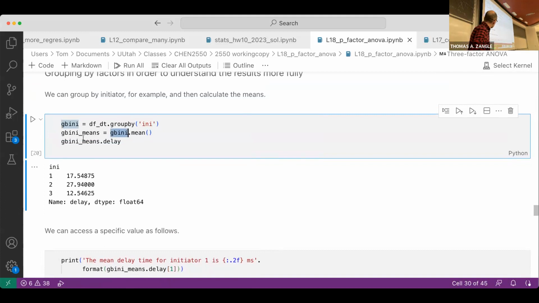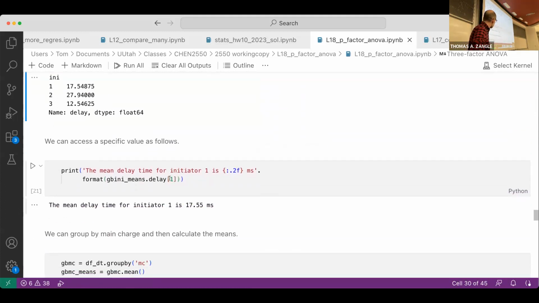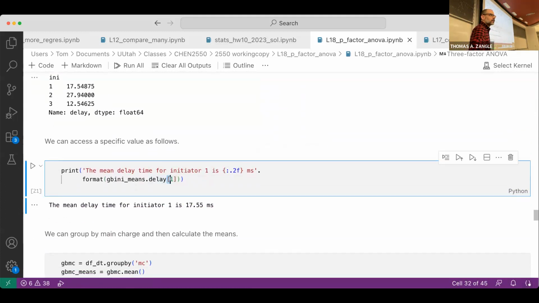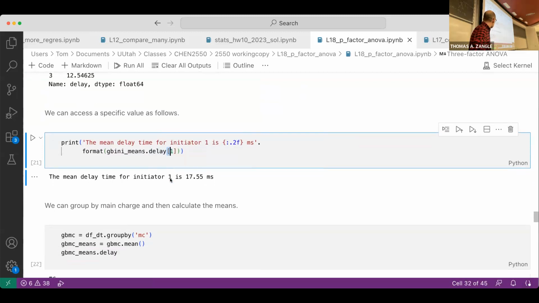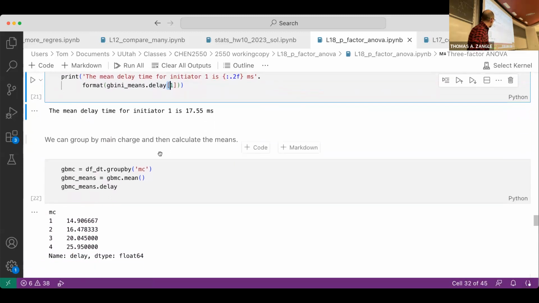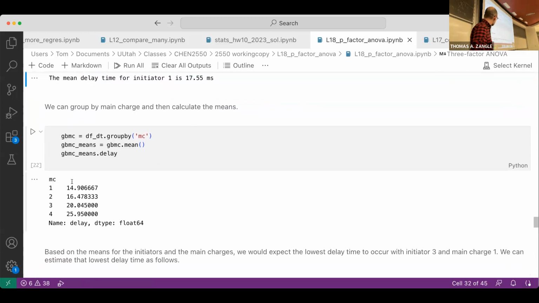If we have our data stored in this form, this is just showing how we can access it using a square bracket, just a syntax thing in Python. We could also then do the same thing. Here we're doing the same thing for grouping by main charge, and again, computing the means.